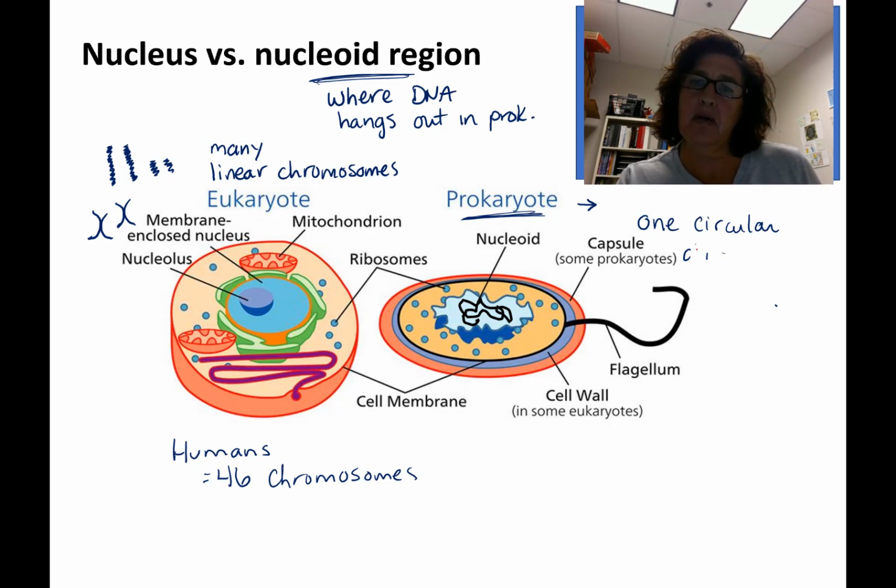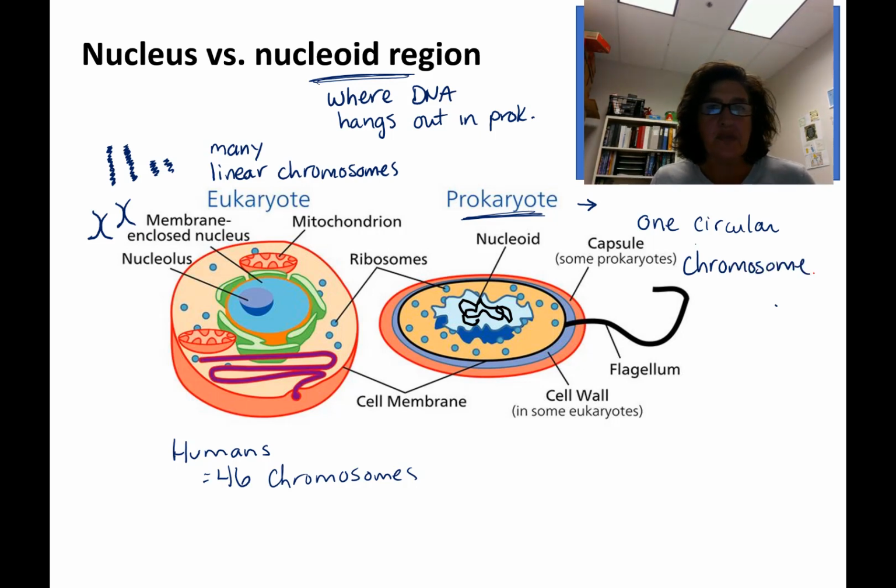Okay. So, remember that all cells have DNA, and now we're talking about some differences. Prokaryotes have circular DNA, usually only one chromosome. Eukaryotes have linear DNA, usually multiple chromosomes.